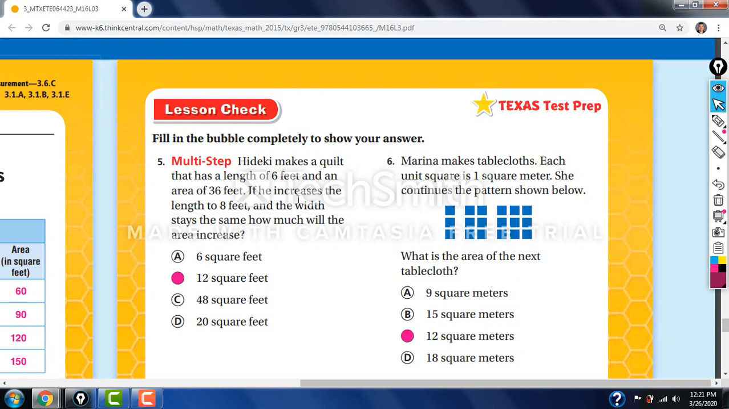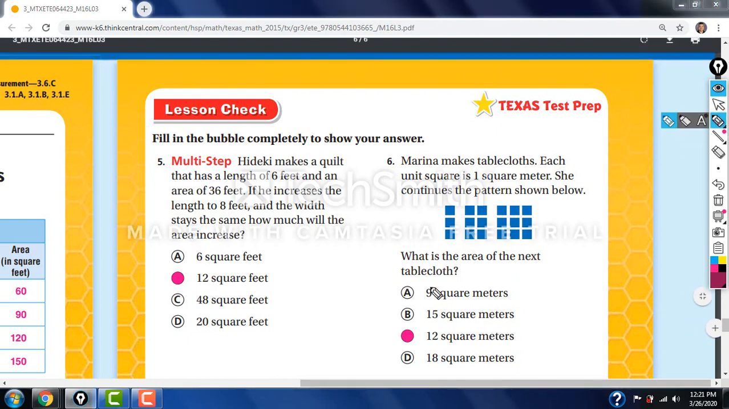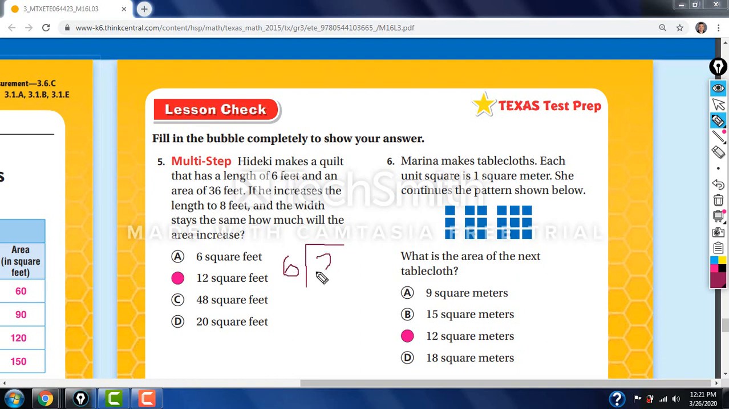So, let's look at question number 5. Hideki makes a quilt that has a length of 6 feet and an area of 36. Okay, let me draw that. So, it's a quilt that has a length of 6 feet and an area of 36.